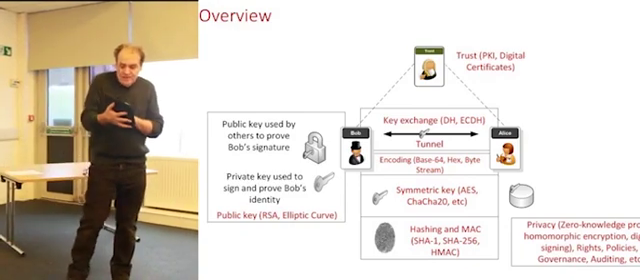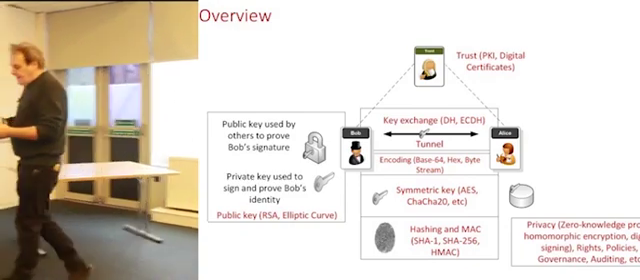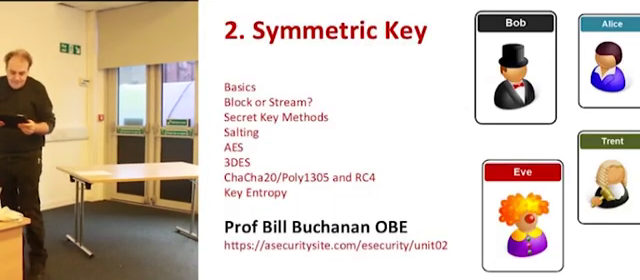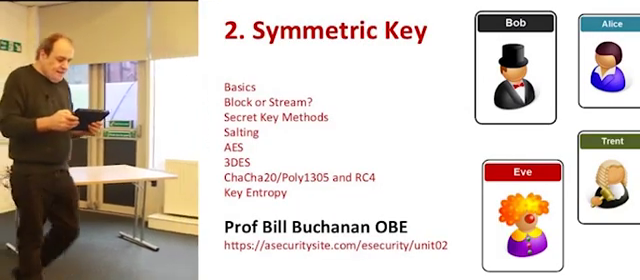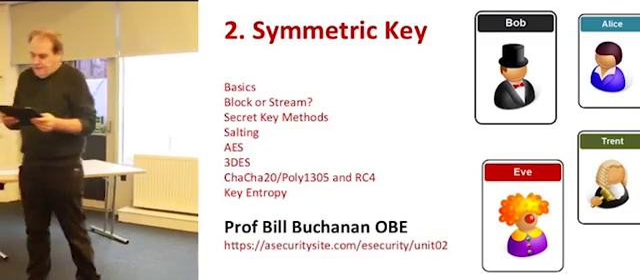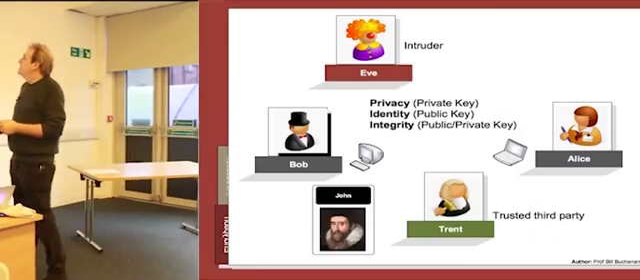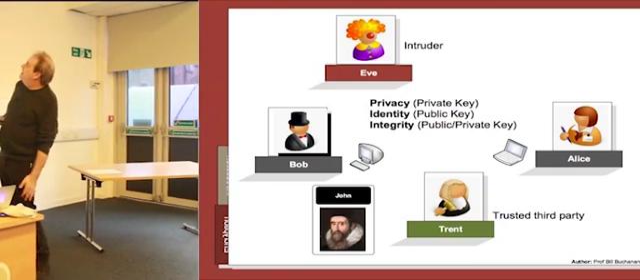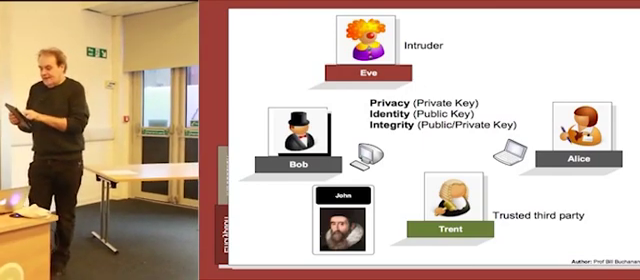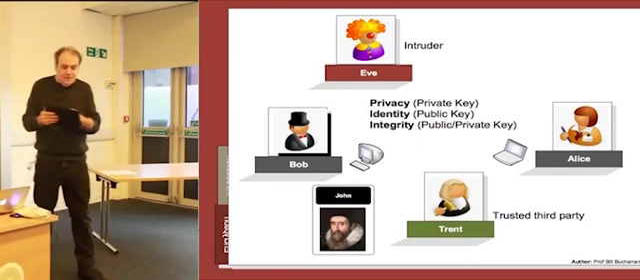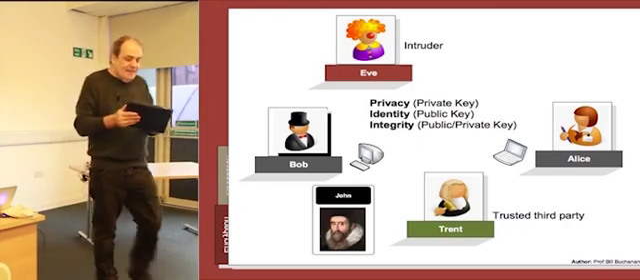And then we've got all this other stuff to do our basic privacy. So that's the infrastructure that we have. So let's look at some of the basics. So some of the basics are that we've got Bob and Alice, and unfortunately we've got Eve there.